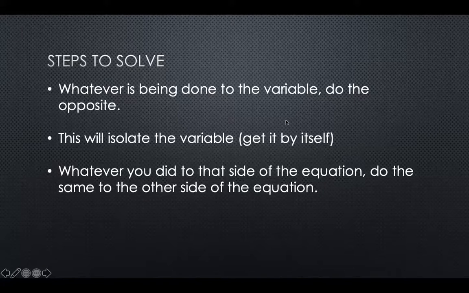So again, here are the steps to solve. Whatever is being done to your variable, do the opposite. This will isolate your variable, get it all by itself on one side of the equation. The variable needs to be by itself on one side of the equation. And then whatever you did to that side of the equation to get the variable by itself, do the same thing to the other side.